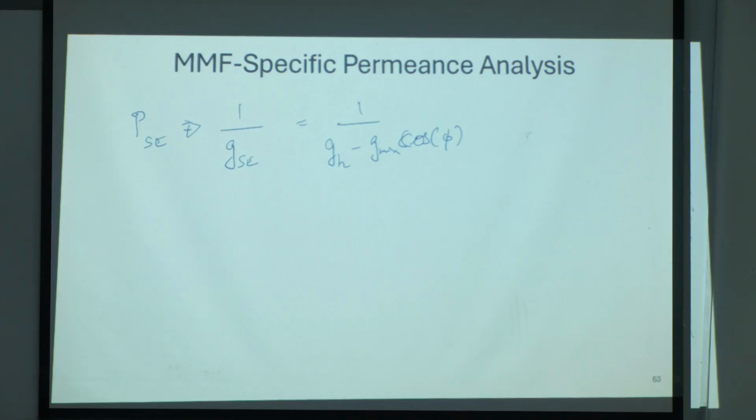Now let us look at this from a practical perspective. Rather than writing it like this, I am going to divide the denominator by GH completely, the healthy air gap. So I am going to say that this function is the same as 1 over 1 minus G min over GH times cos phi. Do you all agree?